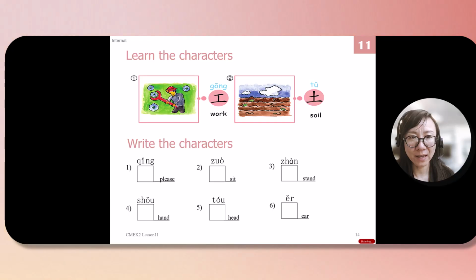Number 4 is 手 meaning hand. So the phrase could be 举手, raise your hand. Number 5, 头, head. So that's one of the body parts. Number 6, 第六个, 耳, ear. That's another body part you already learned.